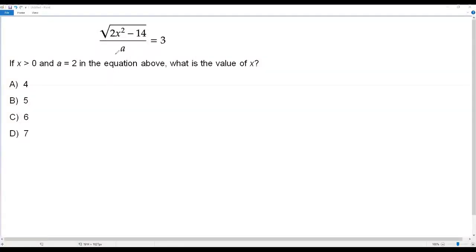Here we have a SAT math question. There is an equation given over here: square root of 2x² − 14 over a equals 3. If x is greater than 0 and a equals 2 in the equation above, what is the value of x? Okay, in the above equation, we have the value of a, that is a equals 2.